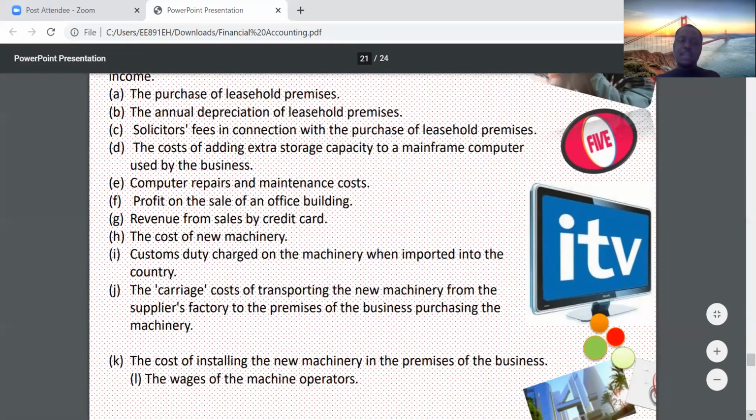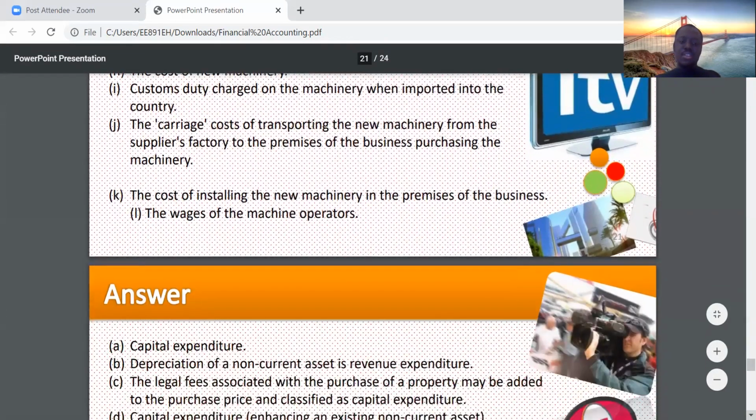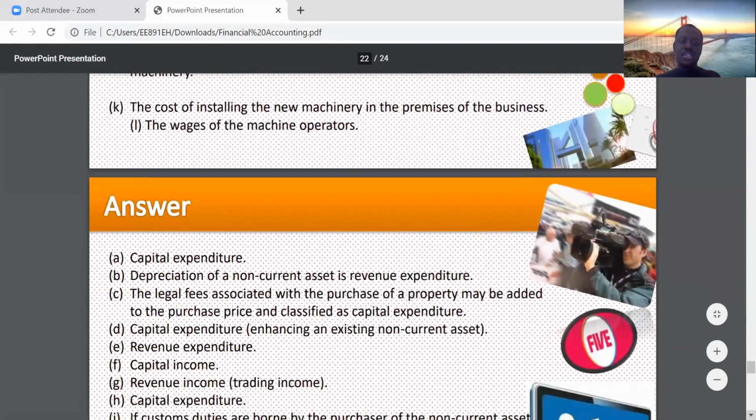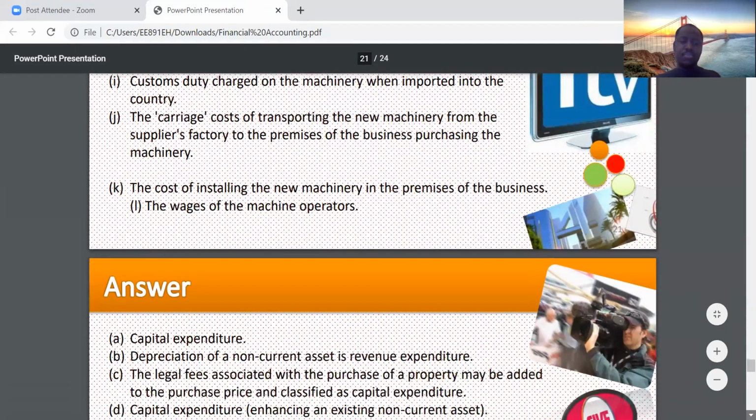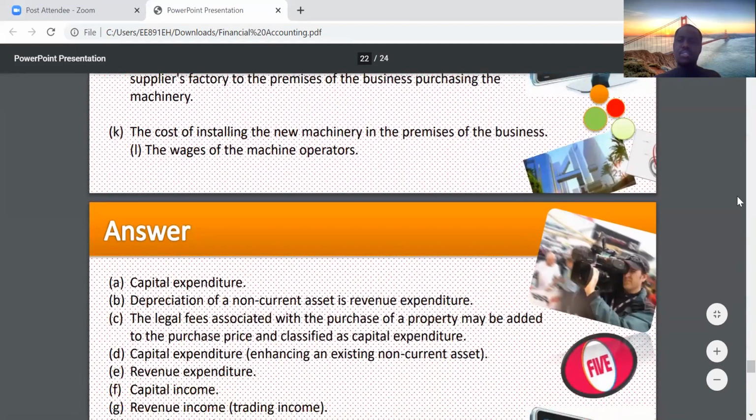So let's go check and see if it's actually revenue. It was F. So let's see. Revenue expenditure. It was E, sorry. Let's just be certain. Yes, it was E. So E is revenue expenditure.